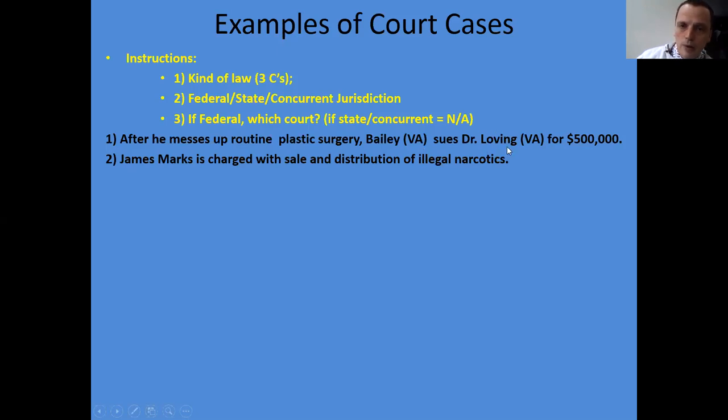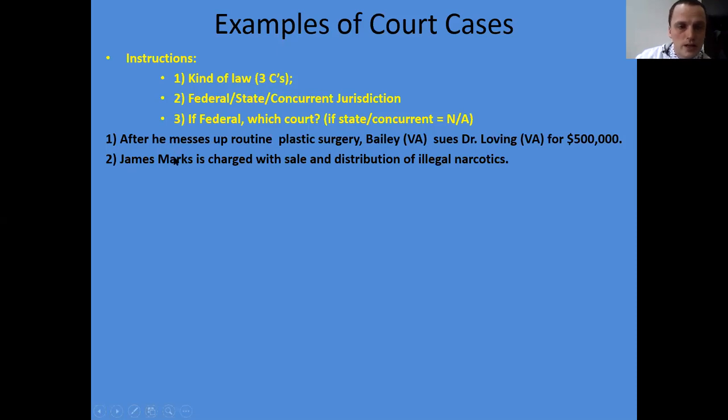Because both of these are from the same state, this is a very simple case. First of all, of the three C's, which one? I would say it's more likely to be civil. This is a lawsuit. We're talking about state, and we can go ahead and stop there.